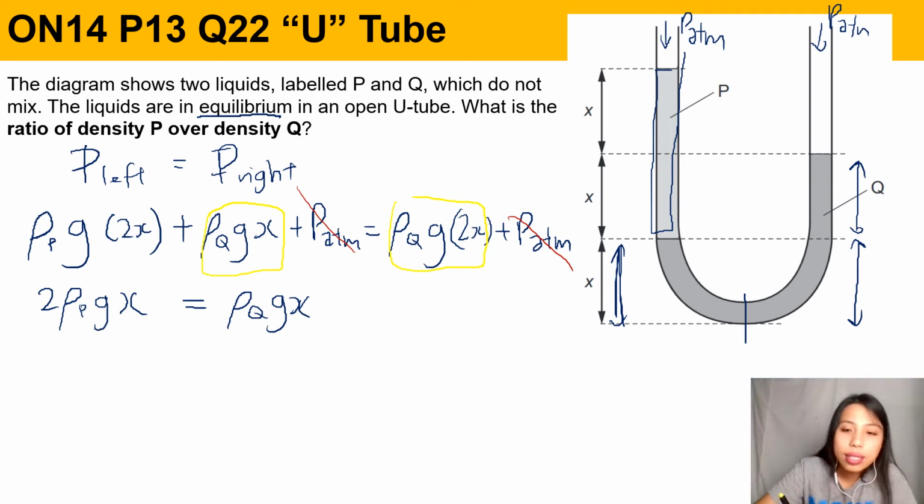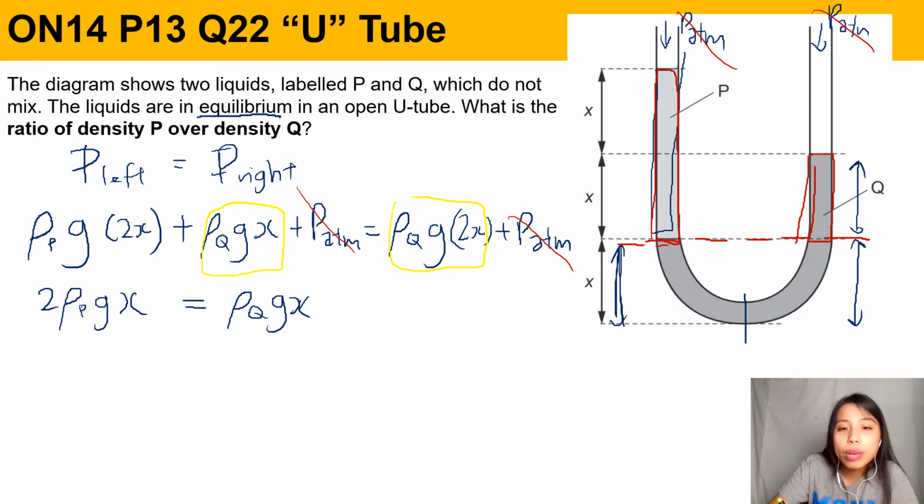So this simplified equation, actually you can shortcut, you can jump here very fast. How? You just look at the pressure at this level. At this level, both sides have atmosphere, so the effect cancels out. So you just look at this column, which is 2 rho g x, and the other side, what's different is just this column here. So that will be rho Q g x.